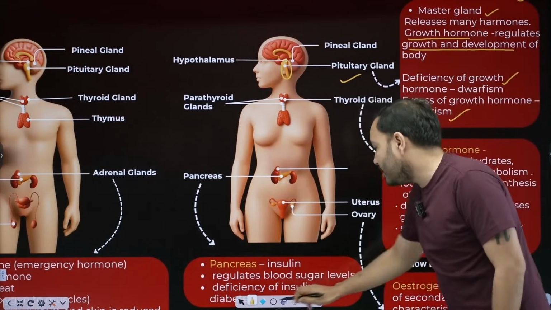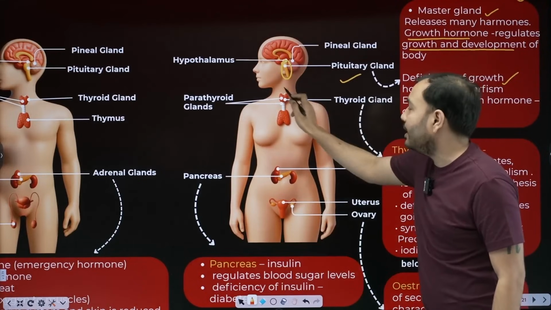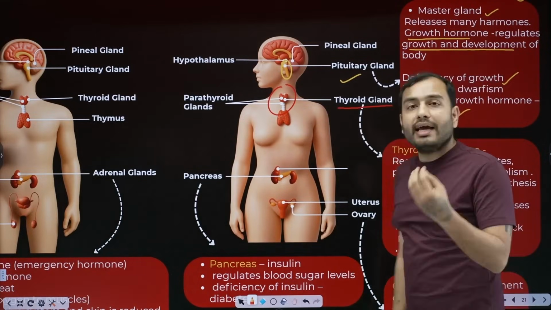The next gland we need to look at, beta, is our thyroid gland. Here is this thyroid gland. Where is the thyroid gland located?